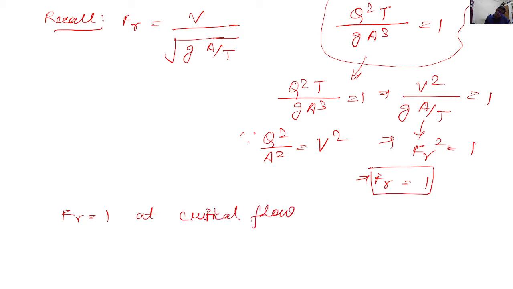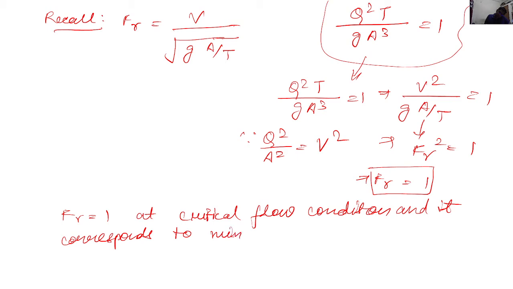So Froude number is 1 at critical flow condition, and it corresponds to minimum specific energy.